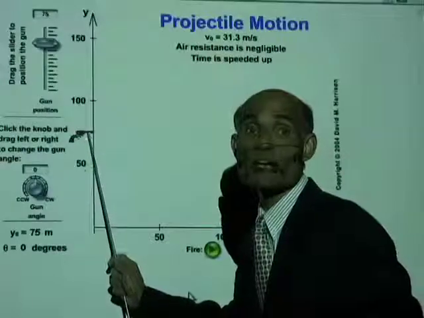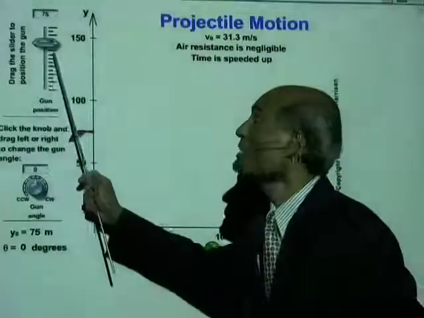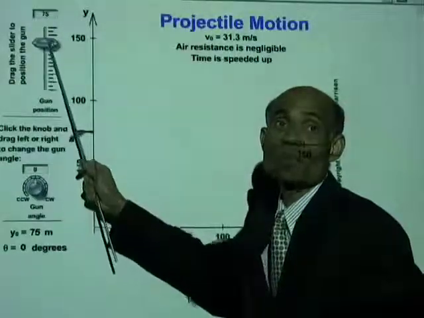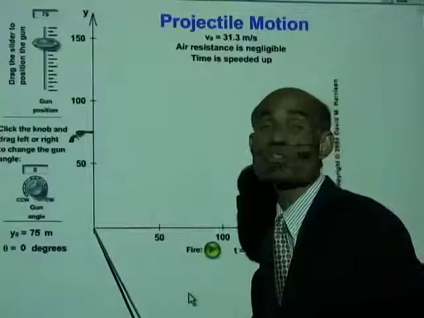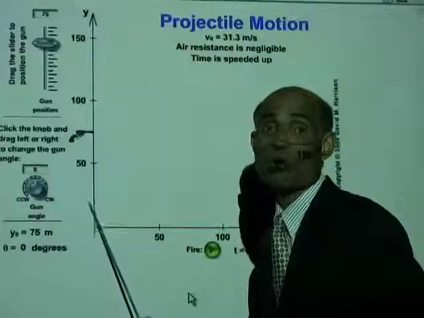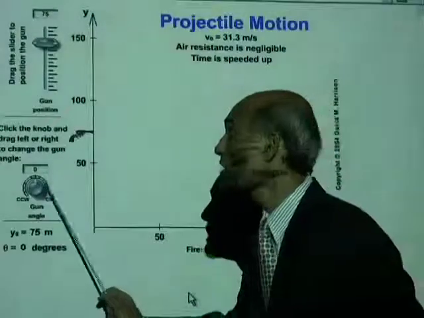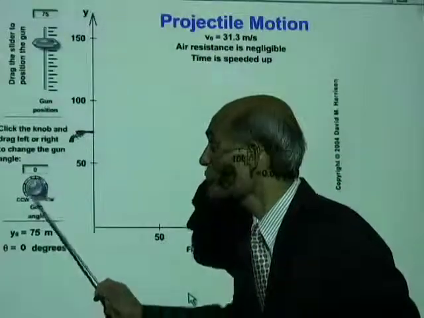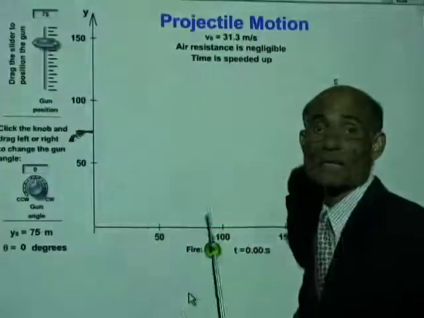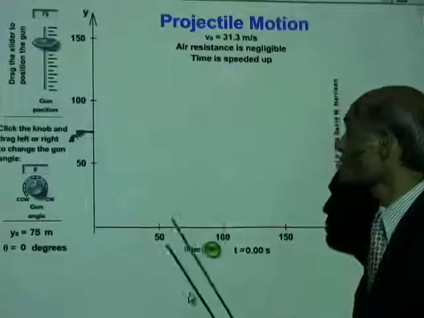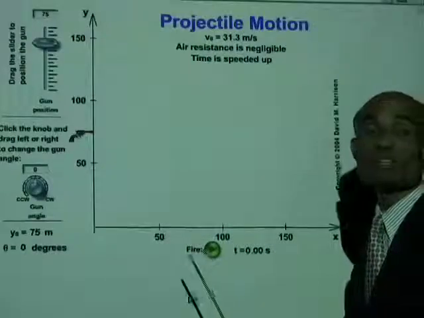We have a gun here, and the height of the gun can be changed by using this slider. The slider can be moved up and down to change the height. You can project it from the origin so that y0 equal to 0, or make y0 any desired value. And you can change the angle of projection by using this rotary kind of a switch. Alright? And you can measure the range, you can measure the time of flight. The time of flight will be measured.